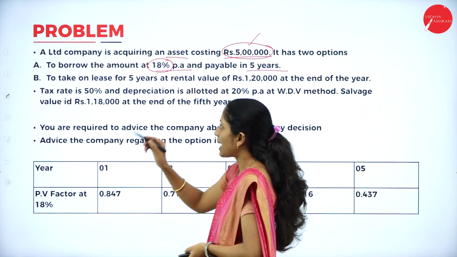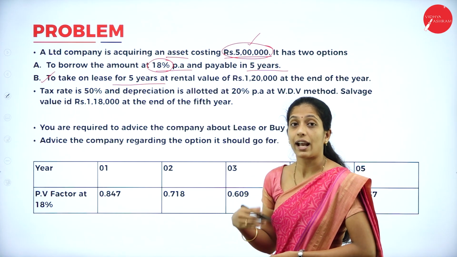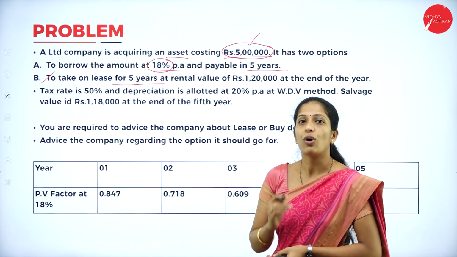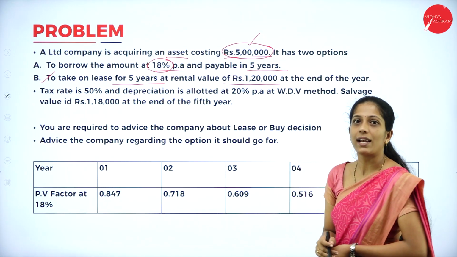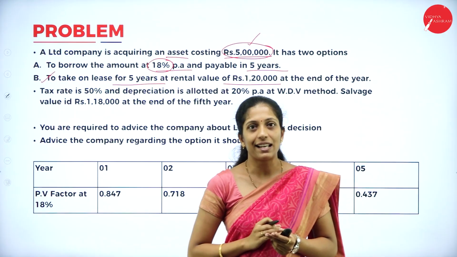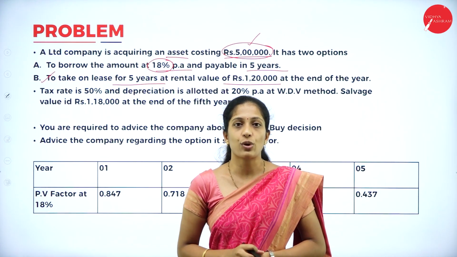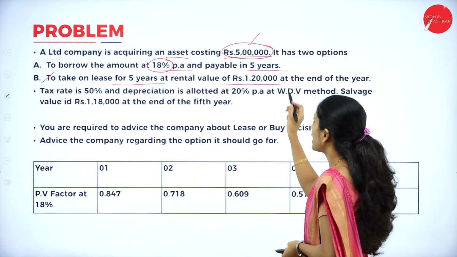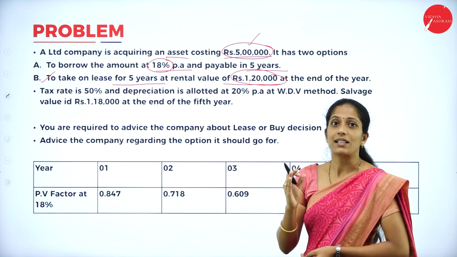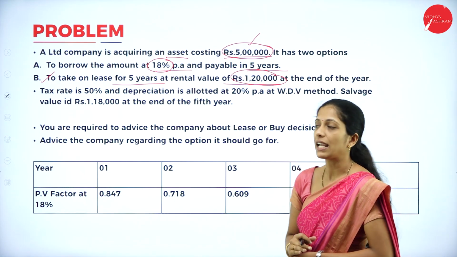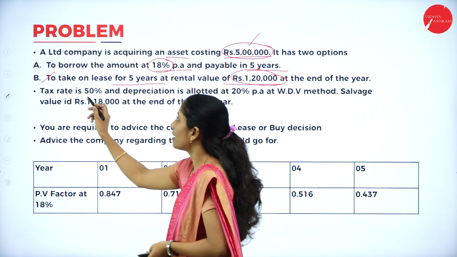And the second option is what? To take on lease for 5 years. So the other option is that they can go for lease financing for 5 years where the rental value is rupees 1,20,000. If there is a lease agreement, of course for using the asset, they have to pay some amount which is known as lease rent. Now the lease rent they have given, that is 1,20,000. So this 1,20,000 has to be paid for 5 years at the end of year. Tax rate is 50%.